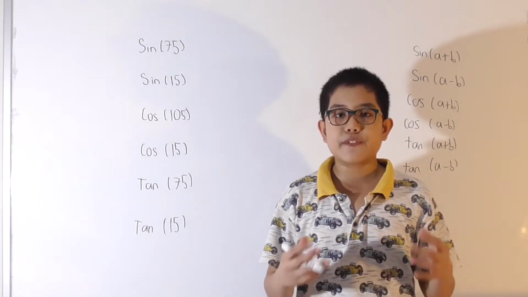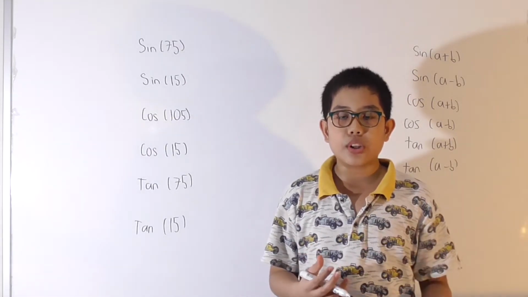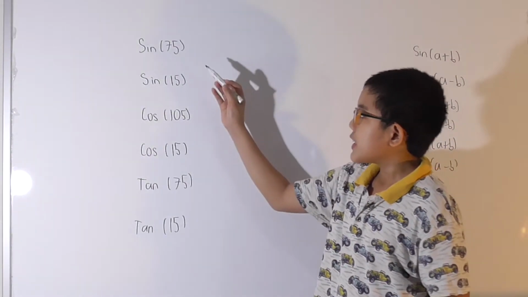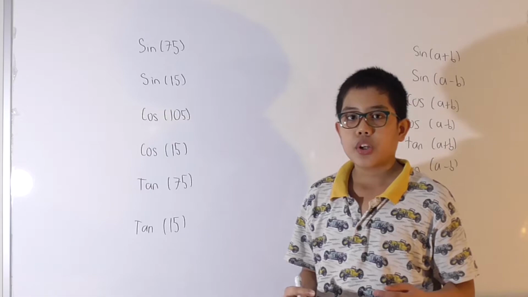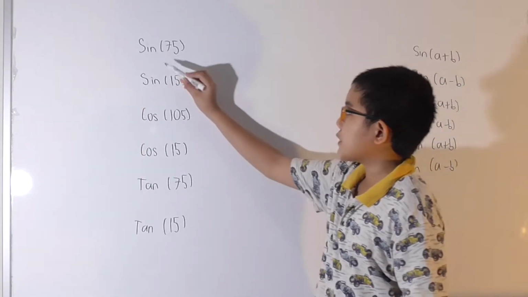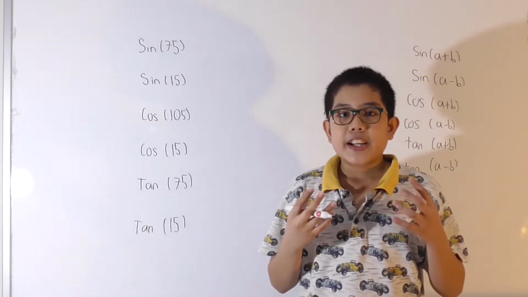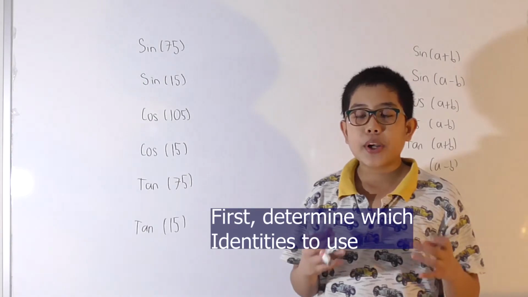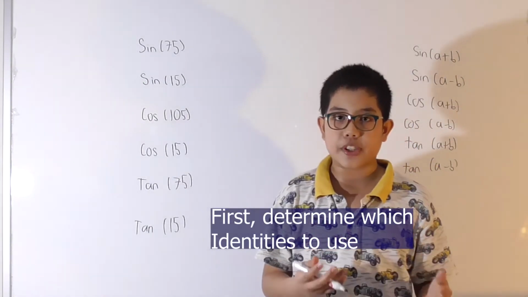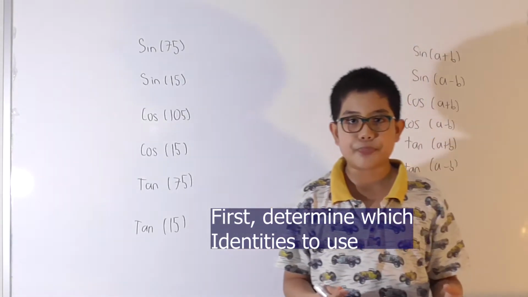So then, in my previous videos, I've shown you the 6 equations. Let's use that knowledge to solve for these 6 questions regarding the sum and difference identities. Let's start with sine of 75. Before you start any sum and difference identities question, you will have to figure out which identity we are using. Are we using sine of A plus B, A minus B, cosine or tangent?